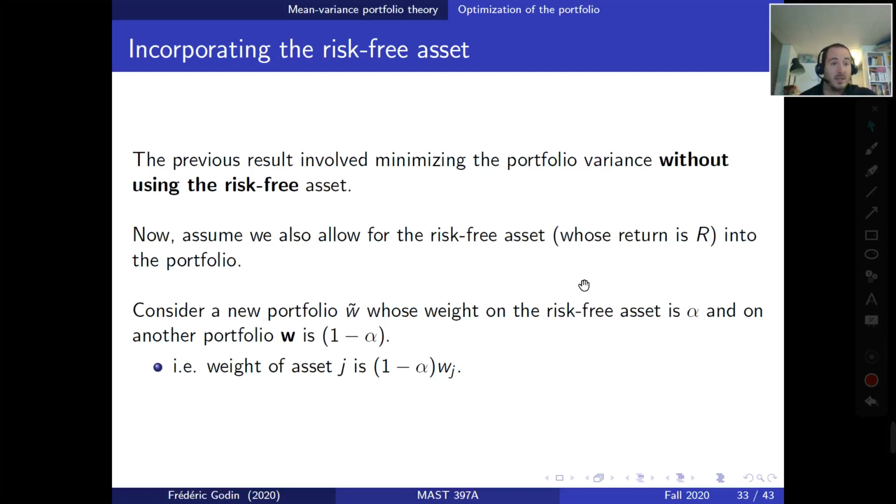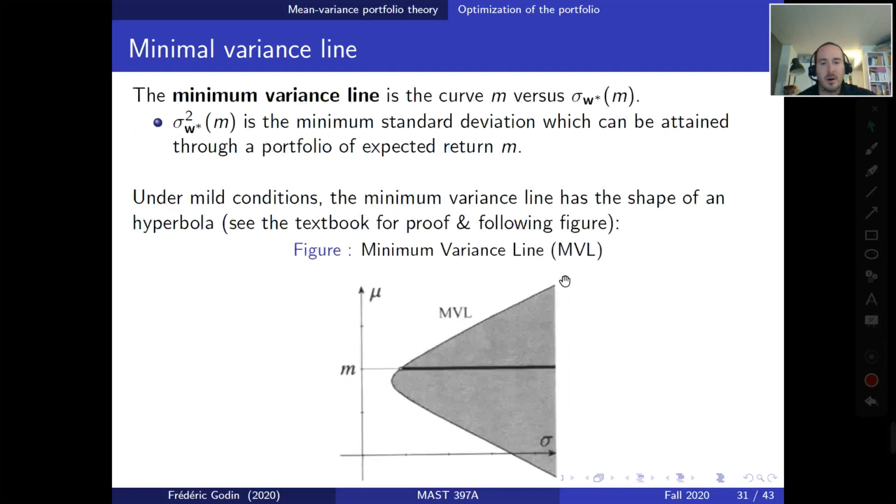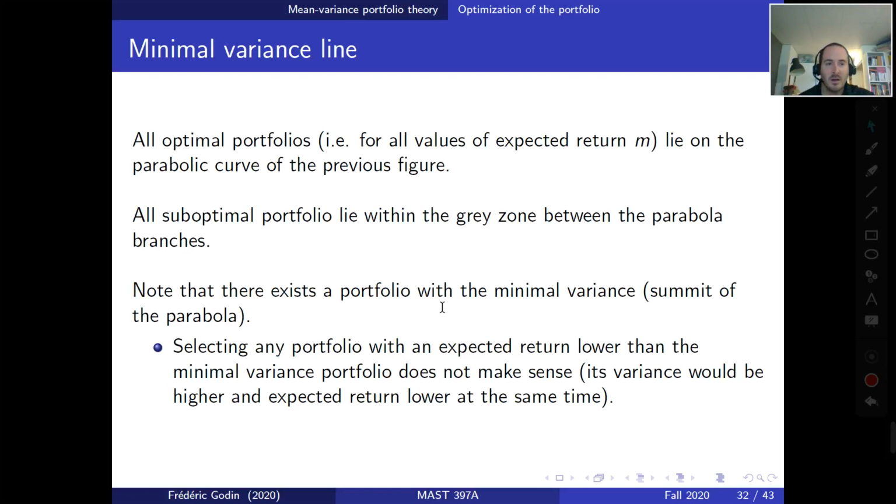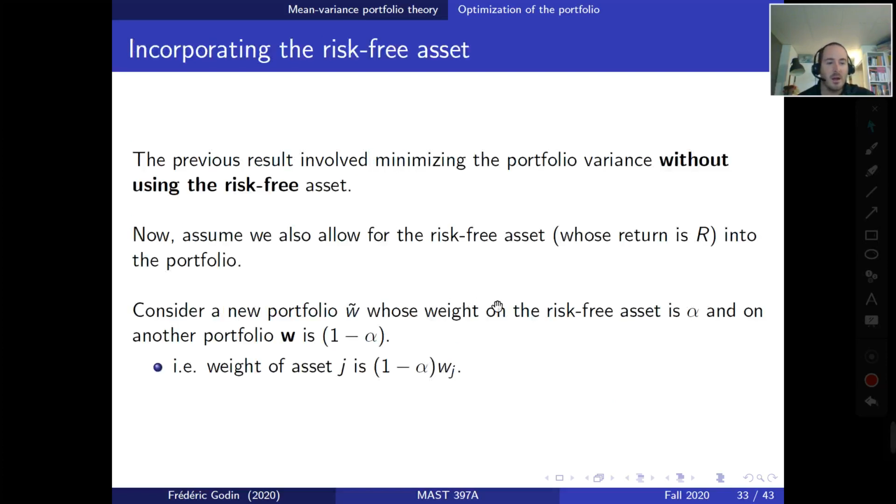We're going to stop here today, but next we're going to include the risk-free asset in our model and study what happens. In a nutshell, we're going to see that although all portfolios on this line were deemed optimal in some way, once we include the risk-free asset, not all portfolios on this line will make sense. We're going to identify a precise one on this line which will be more important than the others. But this we're going to study in the next lecture.